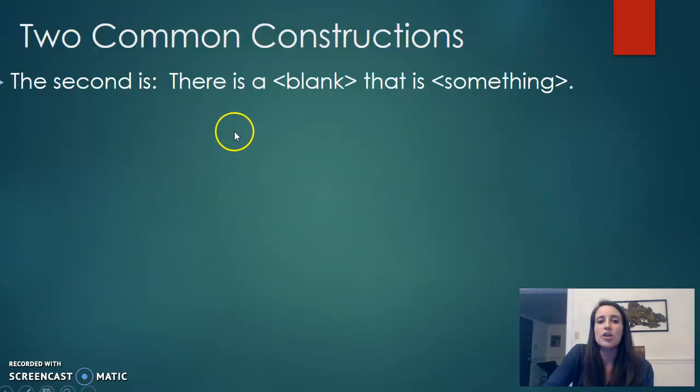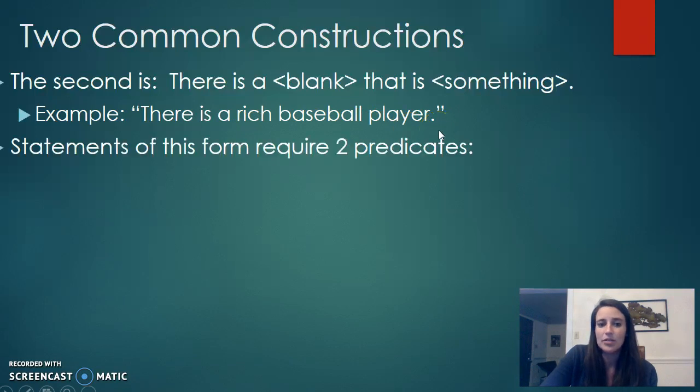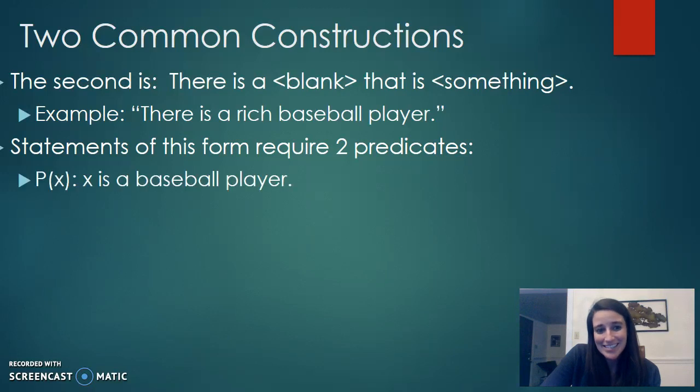The second common construction would be a sentence of the form, there is a blank that is something. For example, there is a rich baseball player. Statements of this form still require two predicates. So we'll still need one to define the baseball player, x is a baseball player. And we still need Q of x, which is defined by the sentence x is rich.